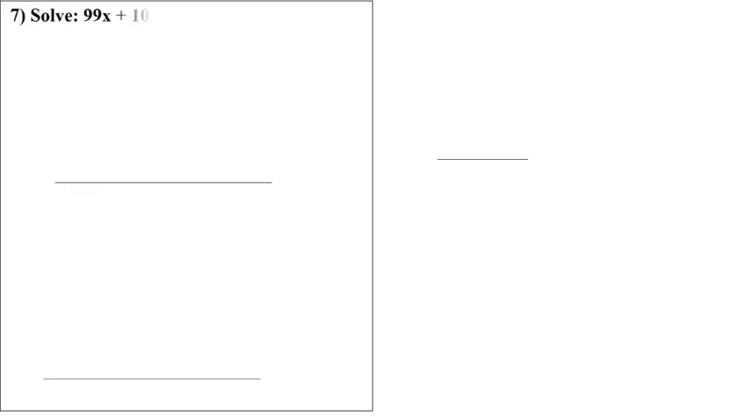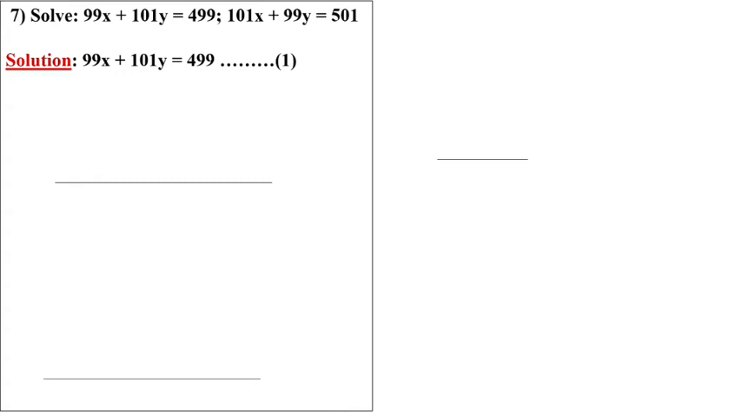Now, question number 7 is given. Solve 99x plus 101y equal to 499, and 101x plus 99y equal to 501. Student, here the first equation is 99x plus 101y equal to 499, and the second equation is 101x plus 99y equal to 501. So here the same numbers are given, 99x and 101y, and in the second equation 101x and 99y.